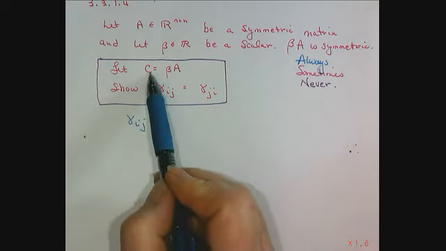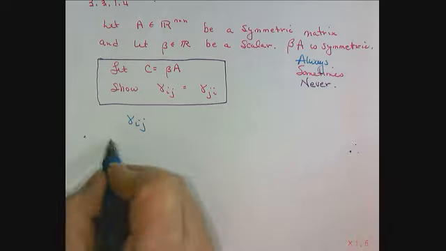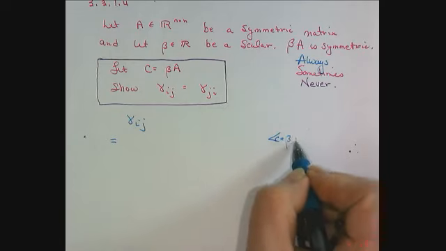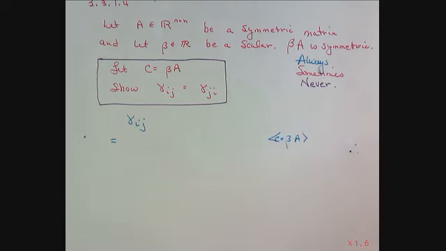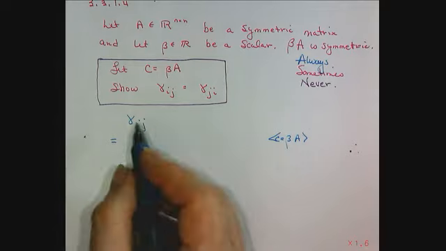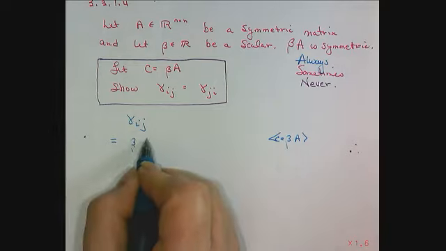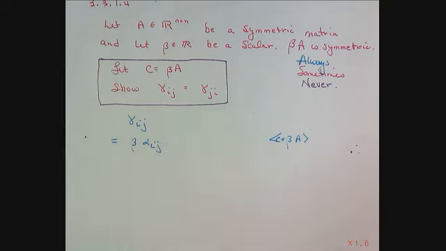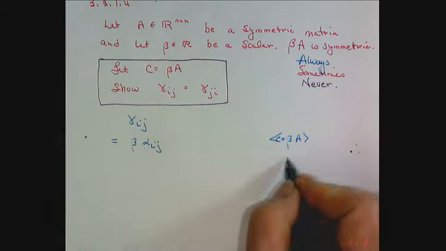Well, again, C is found by multiplying the matrix A by this scalar beta. So this entry is just beta times the entry in the ith row, jth column of A, which we usually call alpha ij. What do we know about A?